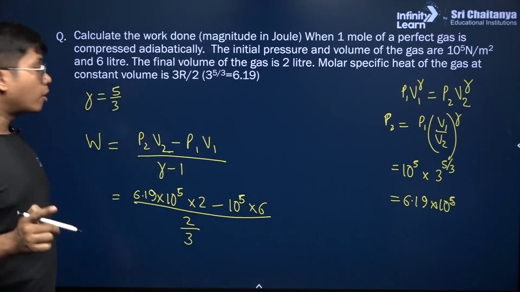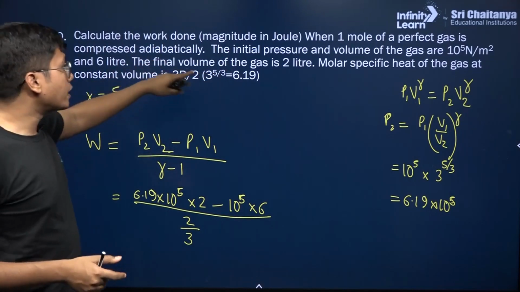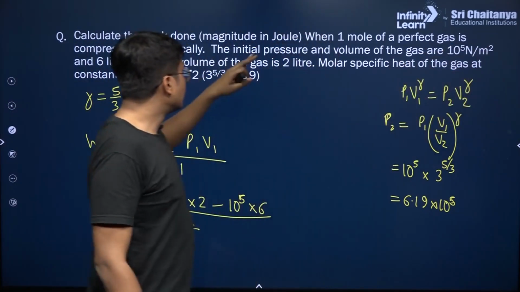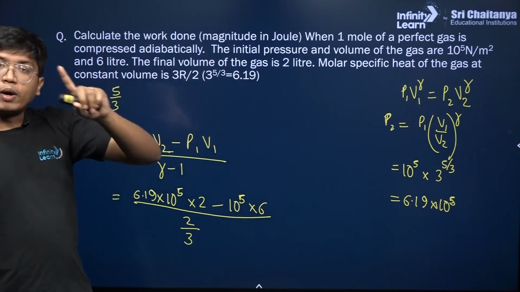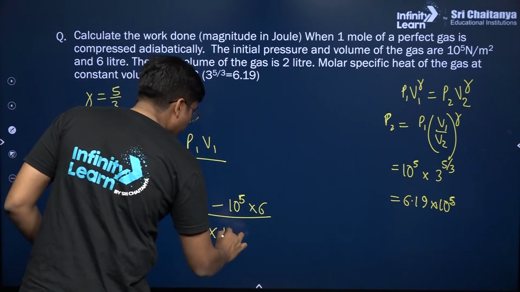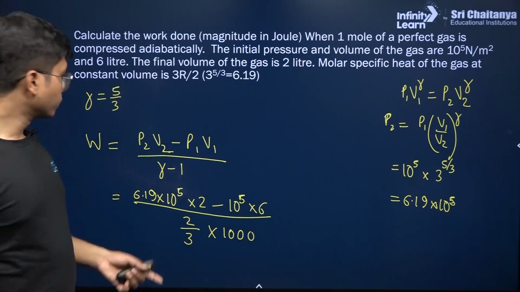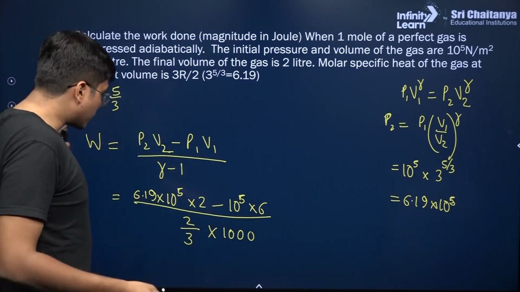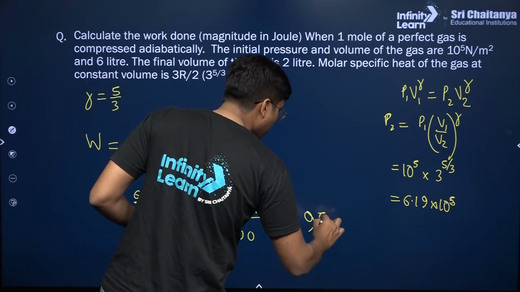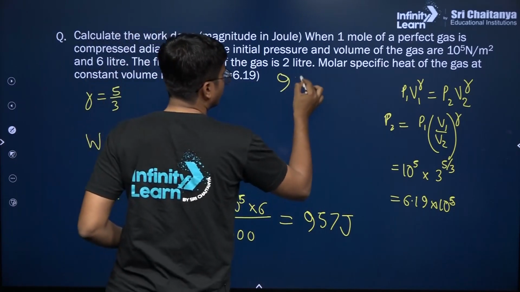Another thing you have to be careful about is that they have given it to you in liters. Since you're dealing with pressure and pressure is in Newton per meter square, you have to convert the liters into meter cube. 1 liter is 1 by 1000 meter cube, so you can just put this divided by 1000. Because you have the liters up top, you bring the 1000 below it. Again, this is calculation, work done. If you calculate, you will get the answer as 957 joules. So your answer would be 957.